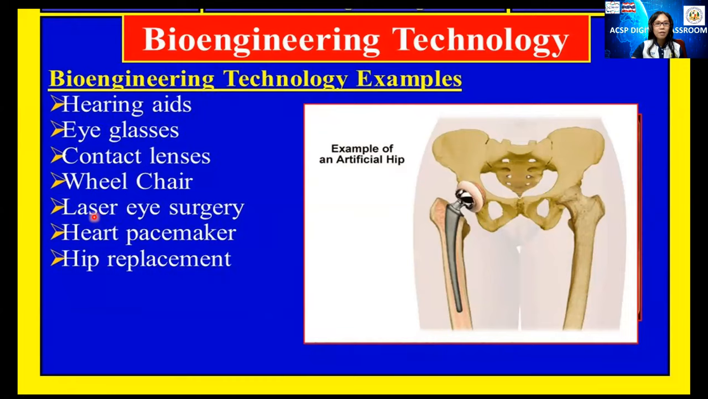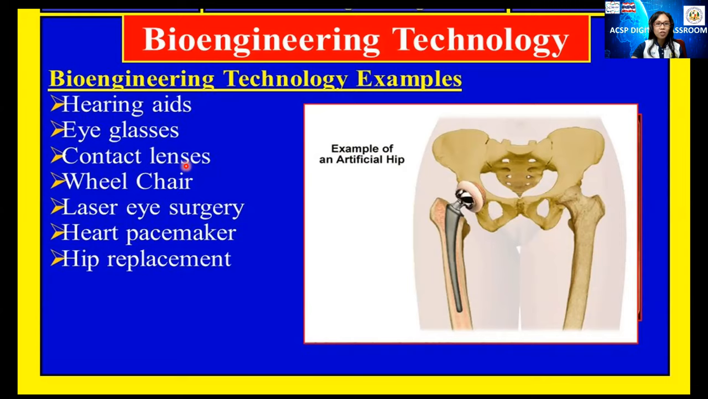Okay, bioengineering technology. Another example, the hearing aids. Eyeglasses. Your contact lens. If you cannot see clearly and you put plastic lenses in your eyes, that is an example of bioengineering. Wheelchair is a bioengineering also. Laser eye surgery, heart pacemaker, or mechanical heart pump, they are just the same.